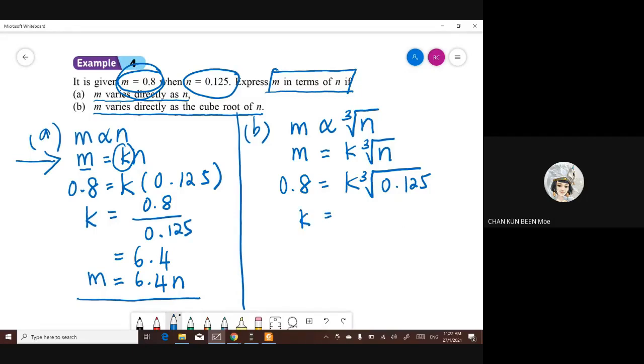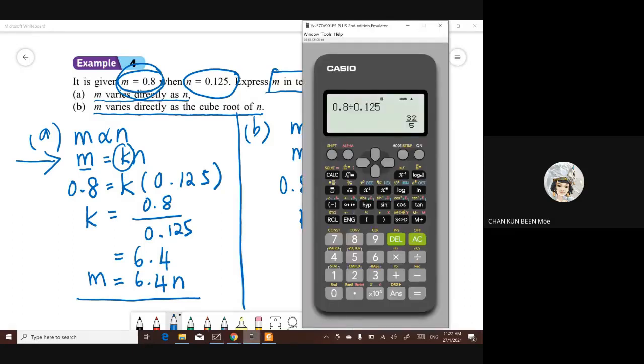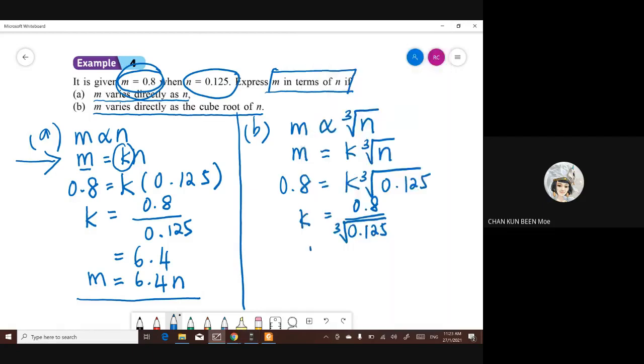So get the answer. K equal to 0.8 over the cube root of 0.125. Again, we press the calculator, which is 0.8 divided by the cube root of 0.125. The cube root of 0.125 is actually 0.5, right? So you will get 8 over 5 or 1.6. Okay, so k is equal to 1.6.